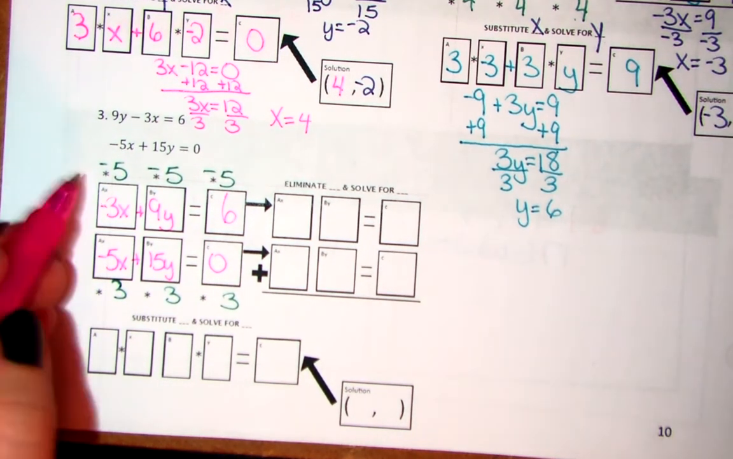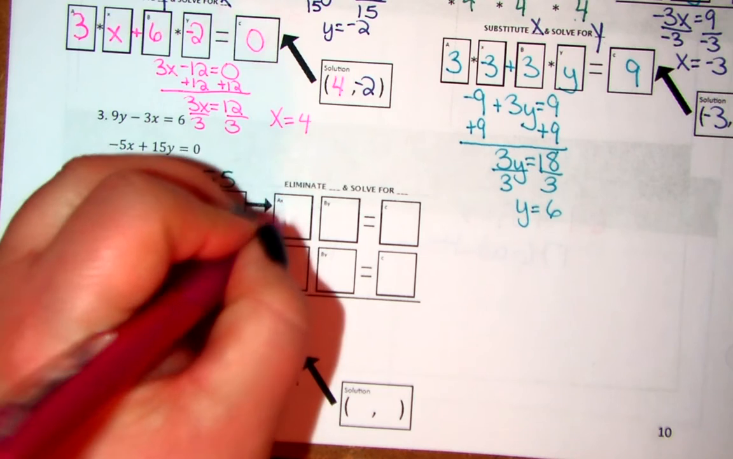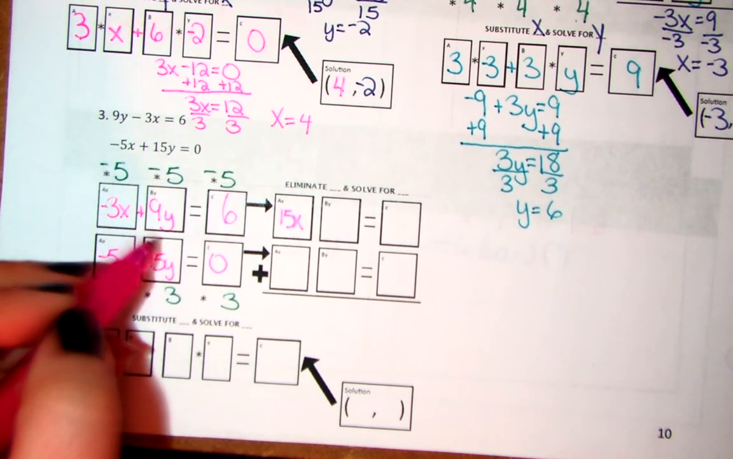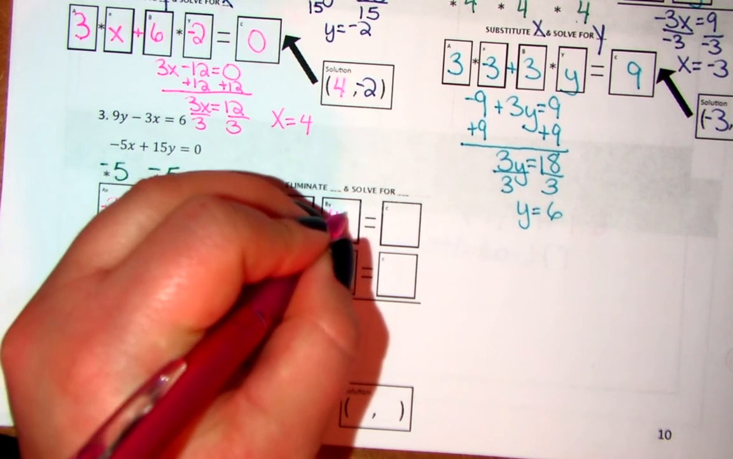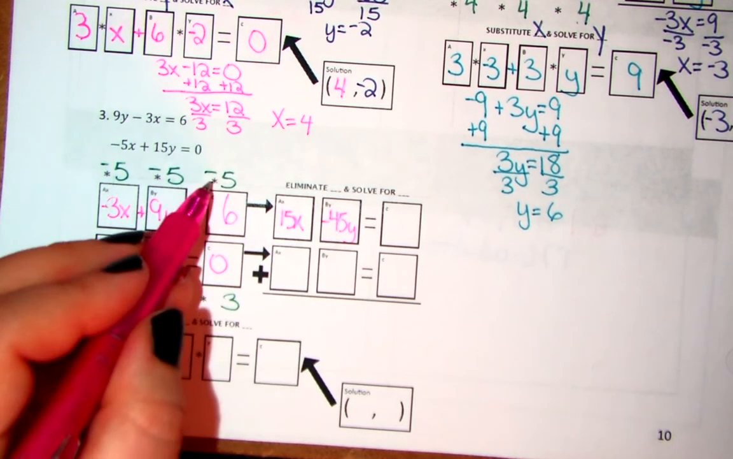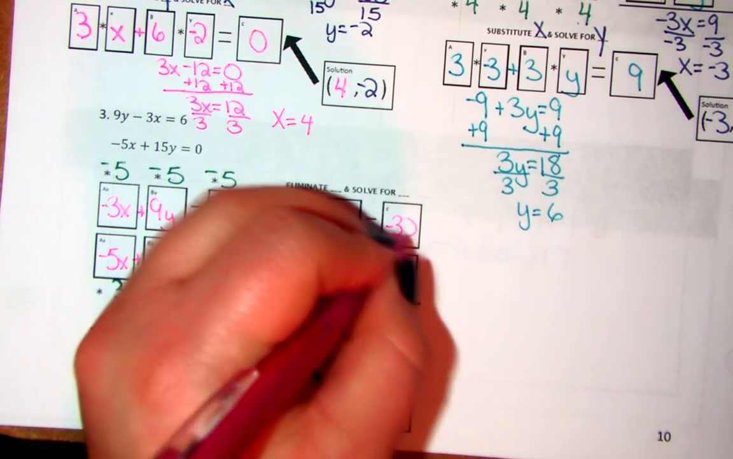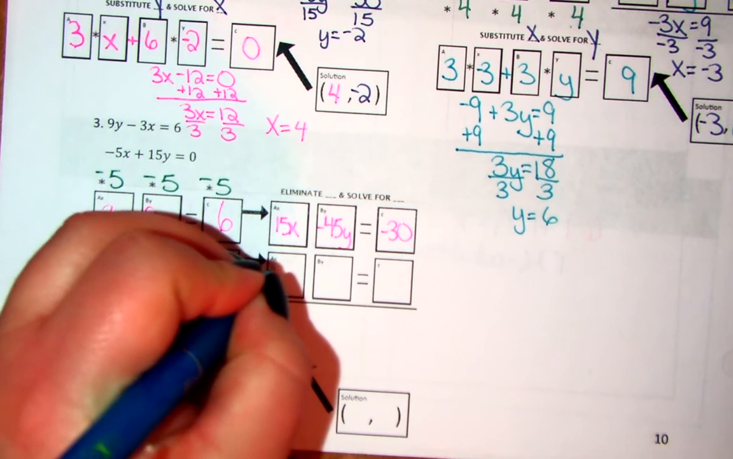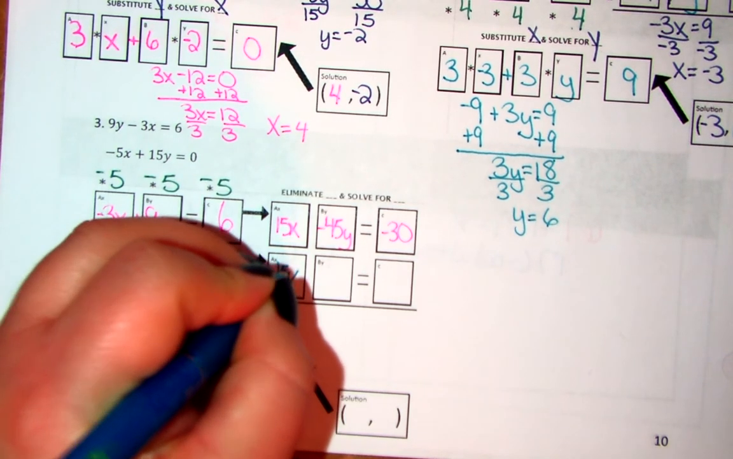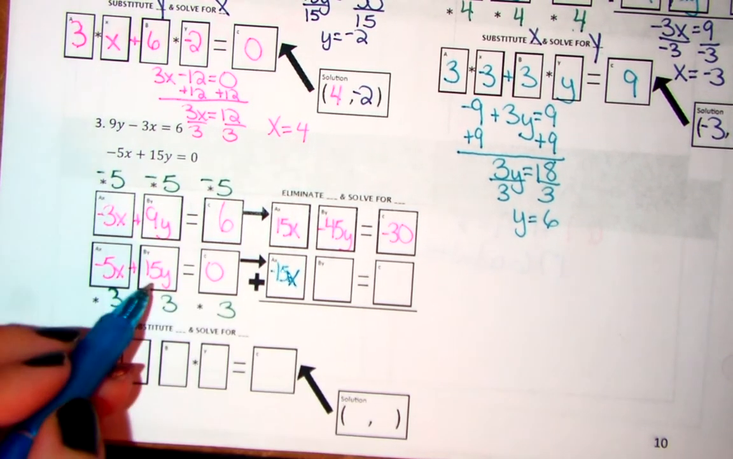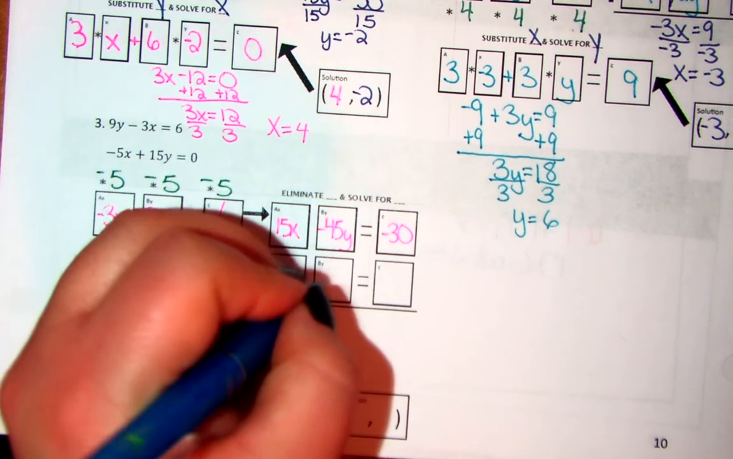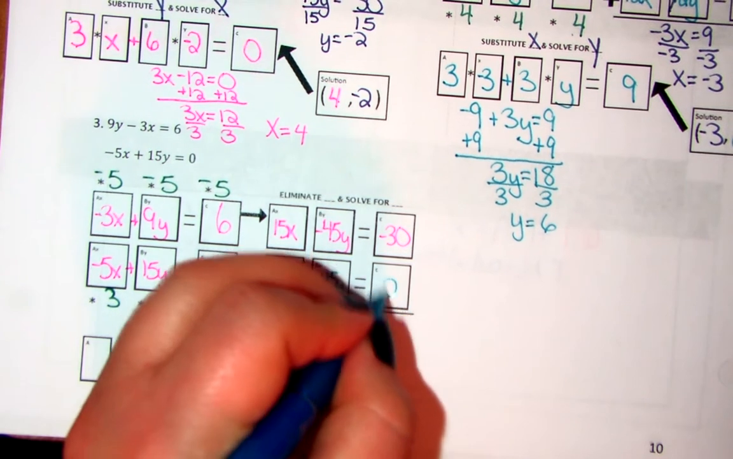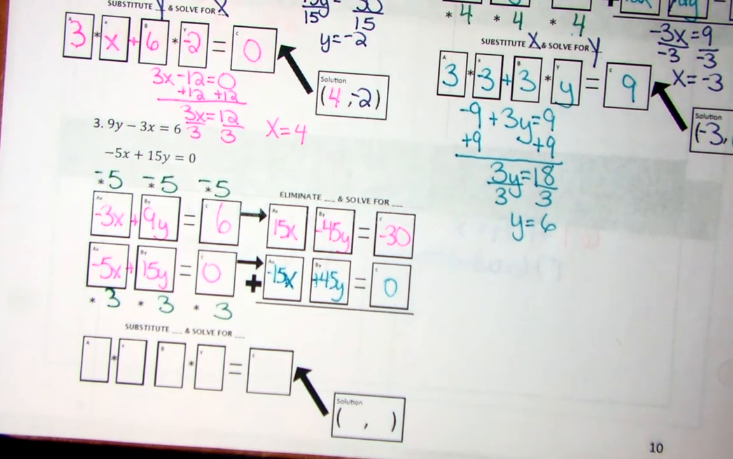When I do that, I have negative 5 times negative 3x gives me positive 15x. Negative 5 times 9y gives me negative 45y. Negative 5 times 6 gives me negative 30. And for the second one, we have 3 times negative 5x gives me negative 15x. 15y times 3 gives me 45y. And 0 times 3 is still 0.